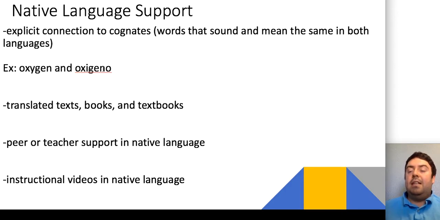There are many key skills that can transfer from students' native language to English. So reading comprehension skills. If they know how to summarize or make inferences in their native language, then they'll be able to do that in English as well if you show the connection. Or any content knowledge they learned in science in their native language or any other topic can transfer to English as long as you show those connections and they learn the English vocabulary.